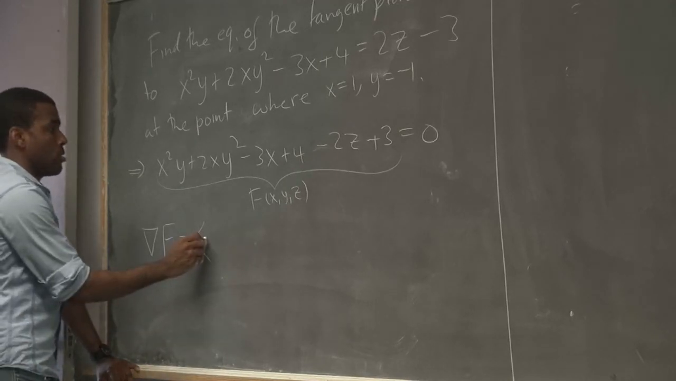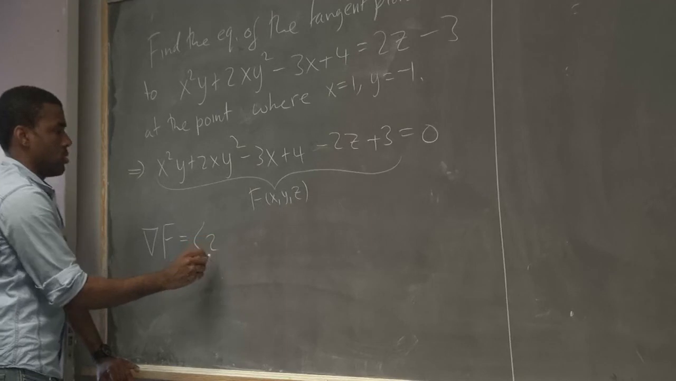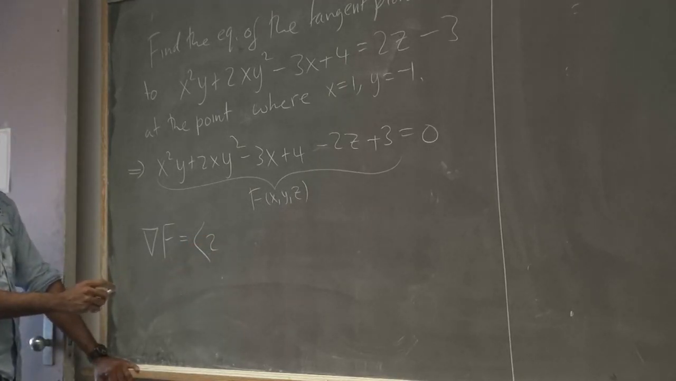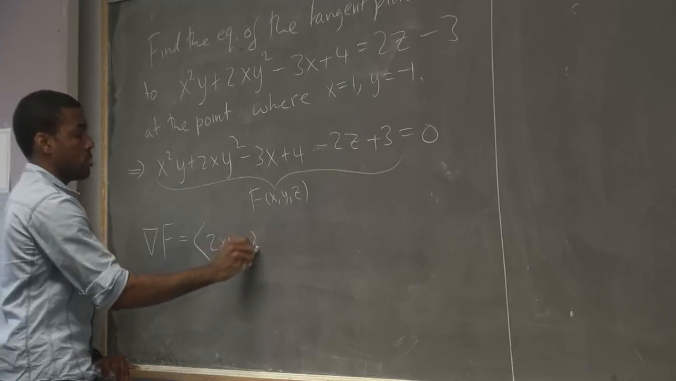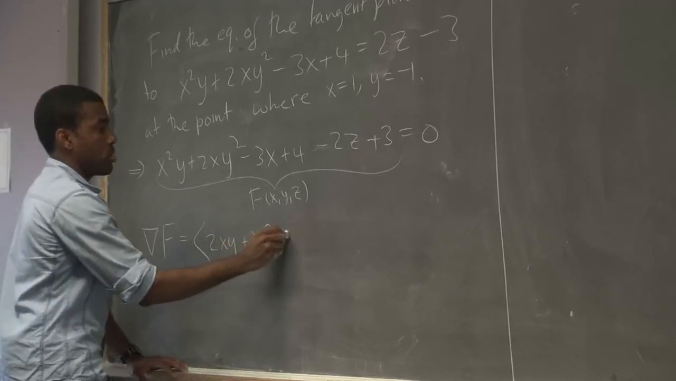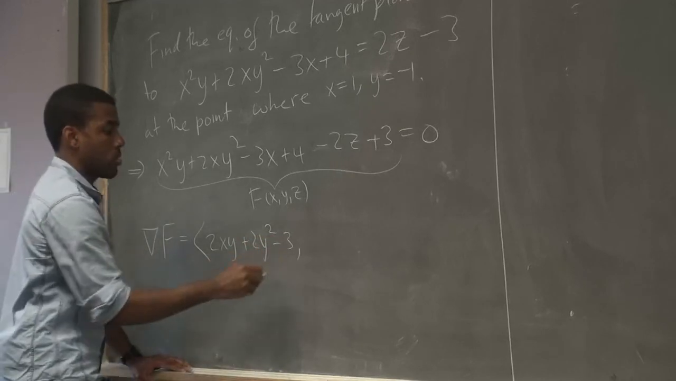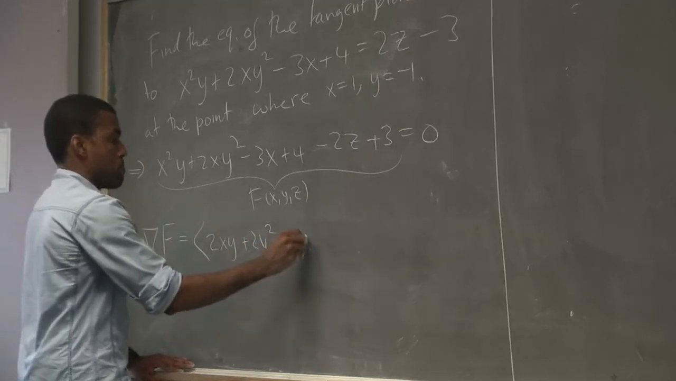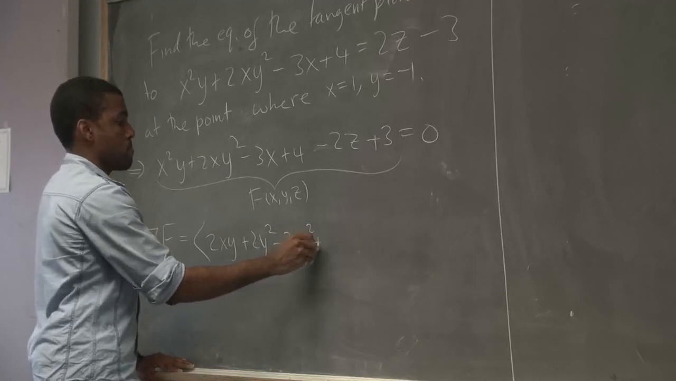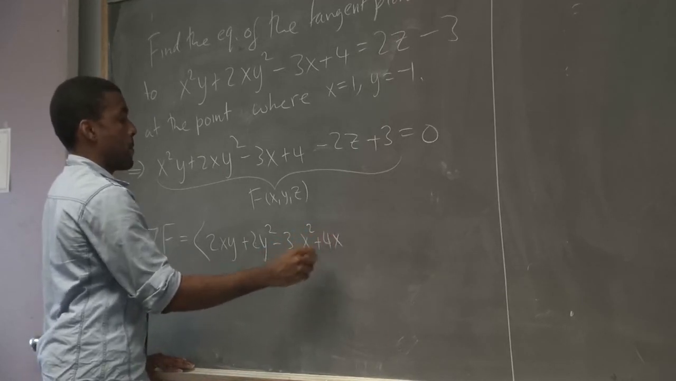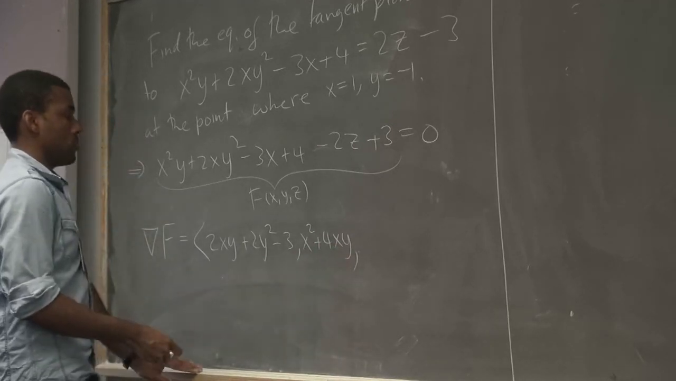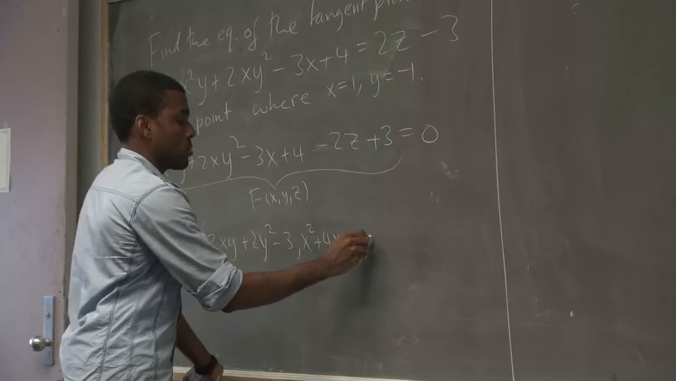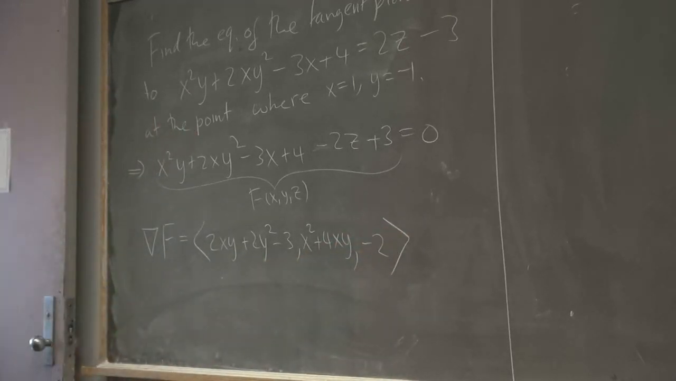x partial: 2xy plus 2y squared minus 3. And then for y, it would be x squared minus 4xy. And for z, it's negative 2. Negative 2, yeah. So that's the vector. Now, how do I get to the normal?